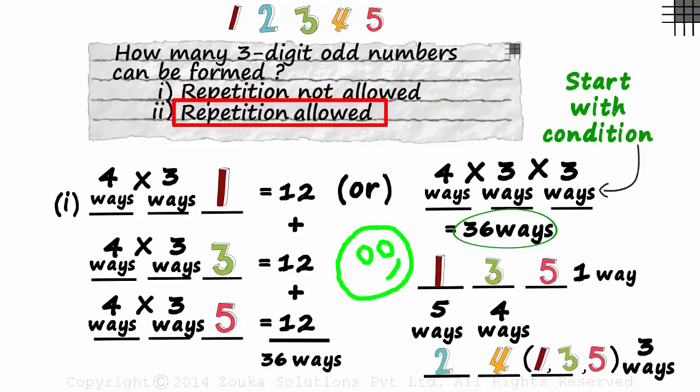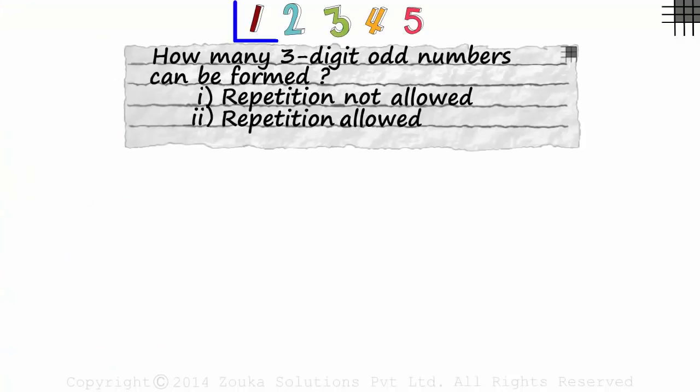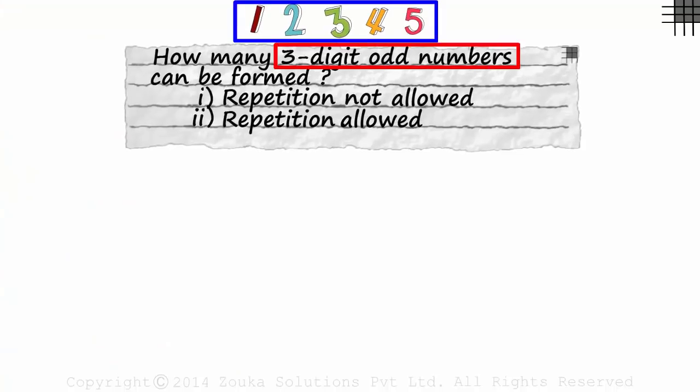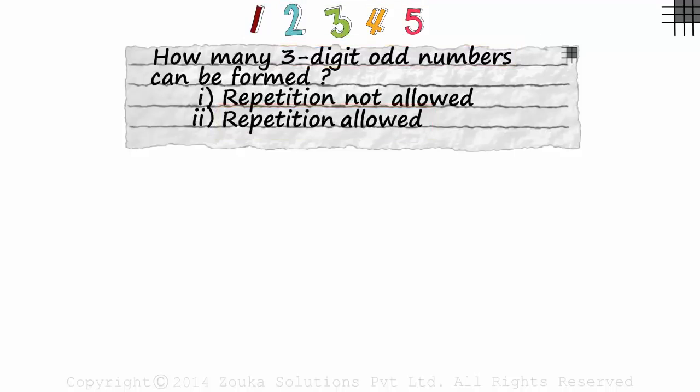Remember, life becomes really easy if repetition is allowed. Let's solve it on a new page. Using these 5 digits, how many 3-digit odd numbers can be formed if repetition is allowed? Okay, let's solve the second part.